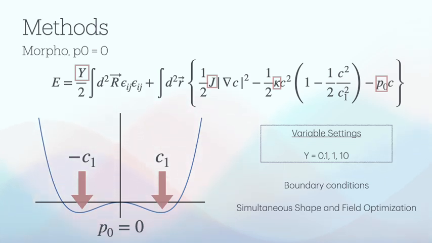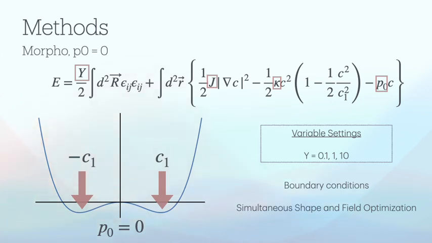J is essentially a phase stiffness, which determines the sharpness of the interface between the swollen and deswollen phases by introducing a spatial variation cost within the solvent concentration. K, or kappa, is the curvature variable, which controls the height of the energy barrier between the energy basins, which are negative C1 and C1 in the graph below.